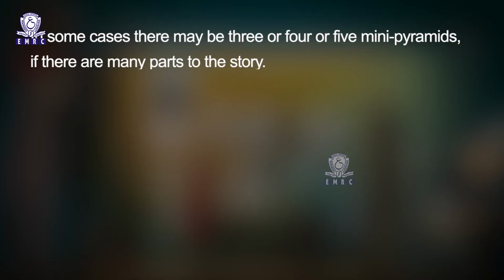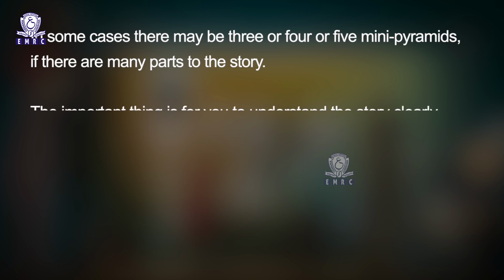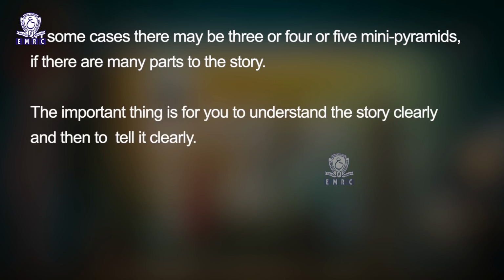How many mini pyramids there are will depend upon the story. There may be one or two, perhaps a minister announcing a new policy followed by an opponent's criticism of it. In some cases, there may be 3, 4, or 5 mini pyramids. If there are many parts to the story, the important thing is for you to understand the story clearly and then to tell it clearly.